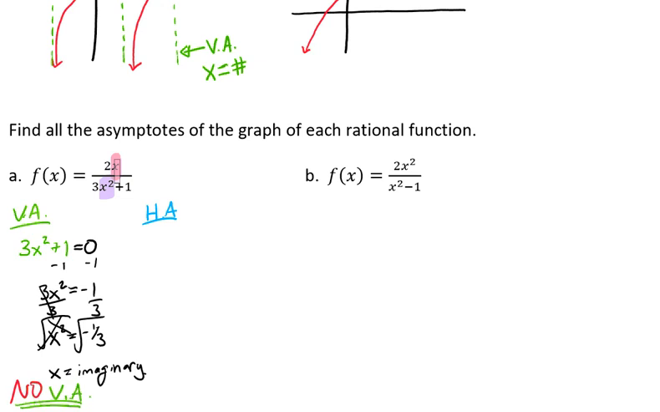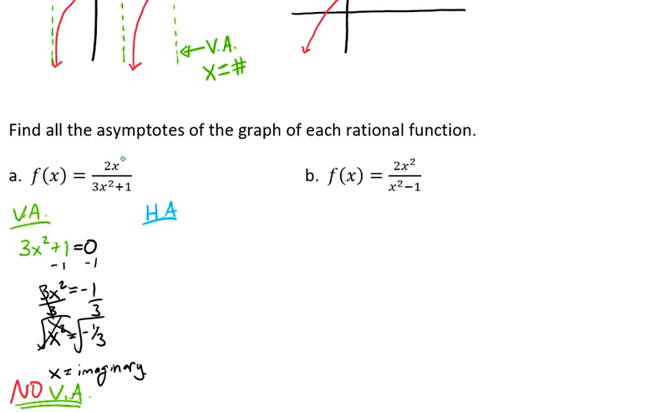So we want to see which degree is larger. Here we have basically a degree of 1, and here we have our degree of 2. And because our denominator is bigger, then we know that we're going to have a horizontal asymptote. If my numerator's degree was larger than the one in the denominator, then there would be no horizontal asymptote. So let's get back to this.